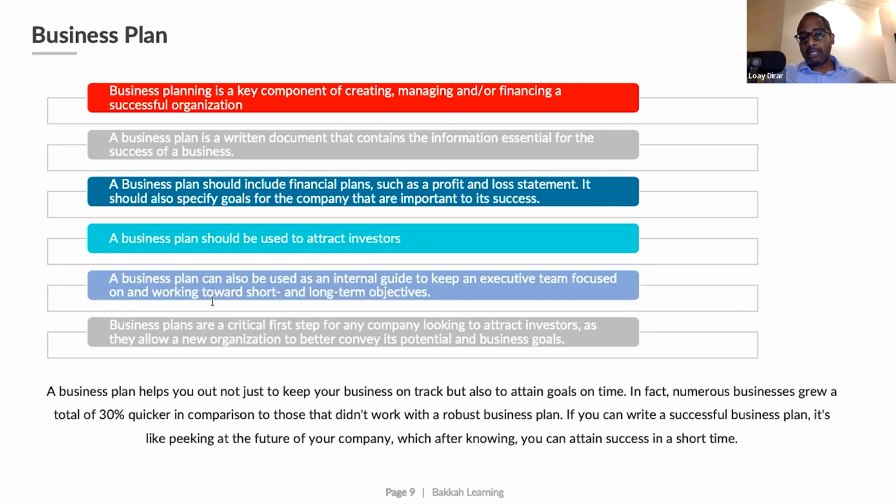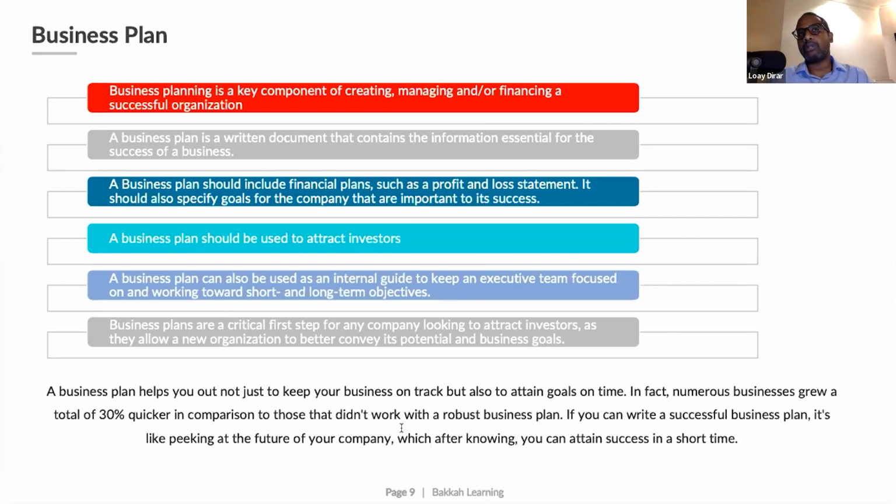A business plan can also be used as an internal guide to keep an executive team focused and working toward short and long-term objectives. You can think of a business plan as more of a strategy document, so it can easily replace a strategy if that's a common approach followed by the business. Business plans are a critical first step for any company looking to attract investors, as they allow new organizations to better convey their potential and business goals.